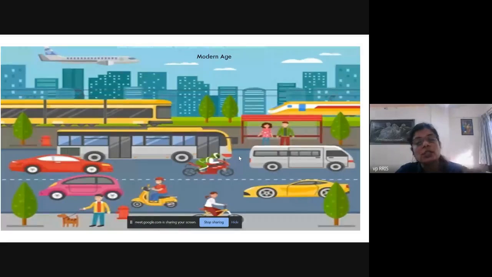But do you think, children, the situation was the same when your grandparents were there? The life they used to live, or let us go many years back. Do you think the situation was the same? No. There were no tall buildings, there were no busy roads, they did not have such modern vehicles, access to these vehicles, right?